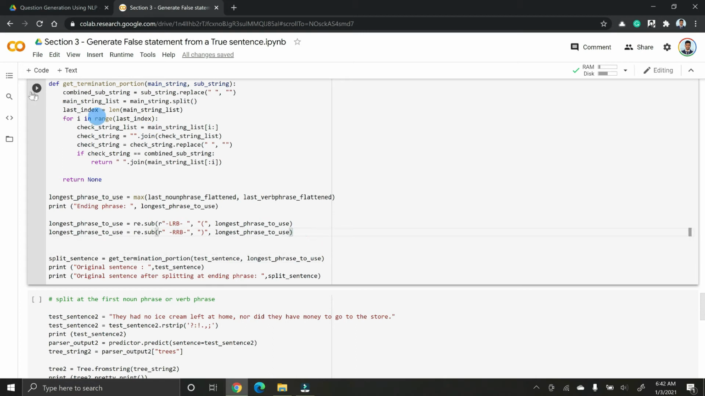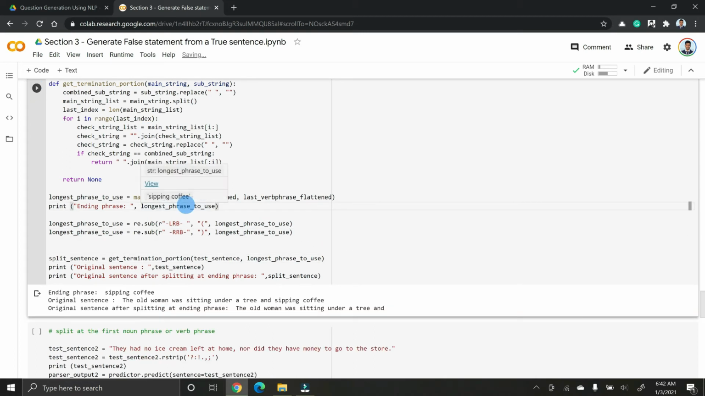Let's run this function before we analyze further. From this line we identify the longest phrase to use, which is sipping coffee. Now the original sentence is the old woman was sitting under a tree and sipping coffee. Our goal is to just remove this ending phrase, sipping coffee, from here. So if it's just a string matching function, I could match sipping coffee with this original sentence string and remove it to get the split sentence. But we have a problem here.